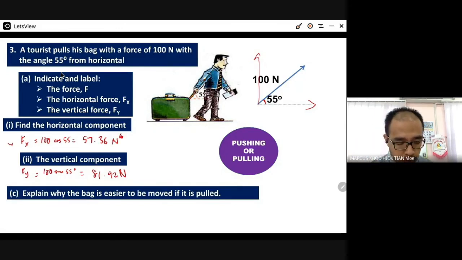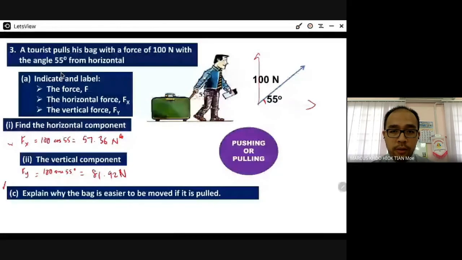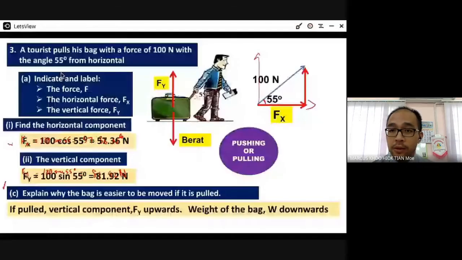So, I want to talk about this now. Why is it easier for a bag to be pulled than to be pushed? Sorry, I have to go through all this animation again. If it is pulled, the vertical component, y, is upward. But if it is pushed, since the weight of the bag is downwards, then the resultant force is smaller.